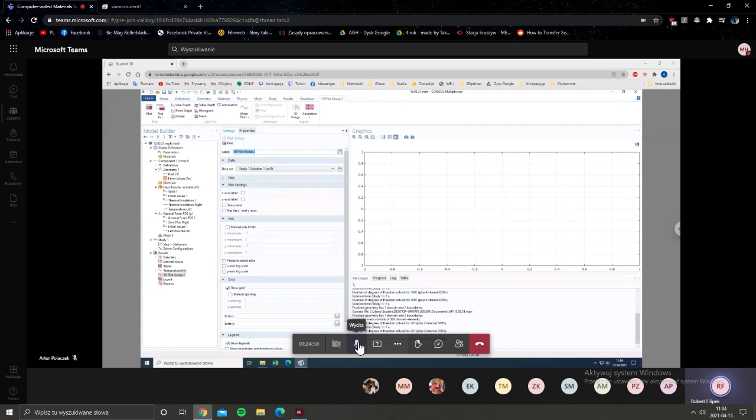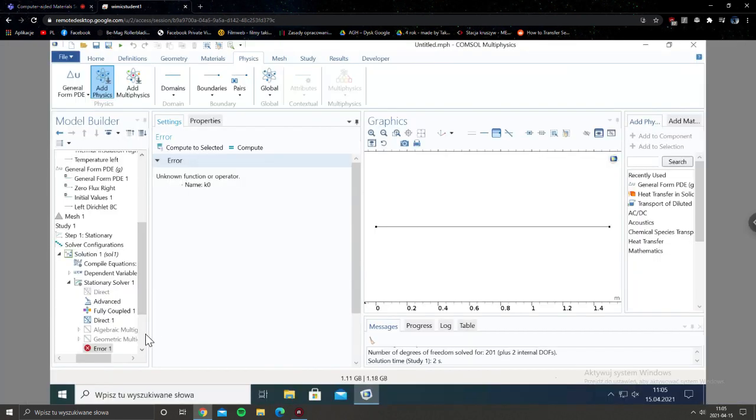I would like to analyze now the results for our project. So one D plot group, okay. In the description, sorry, change to just U, because this is, and in the bracket put temperature, general form PDE.